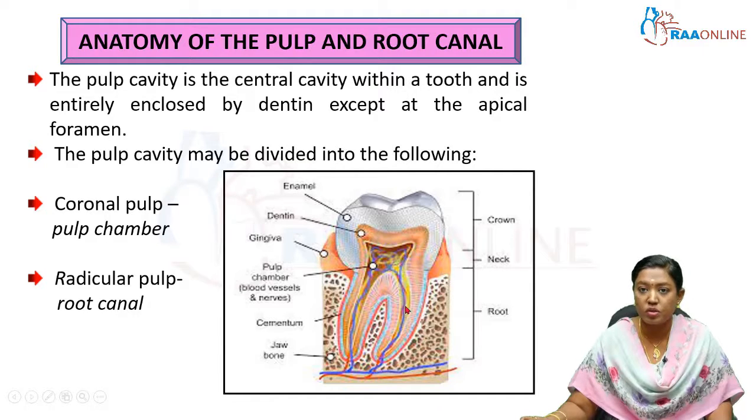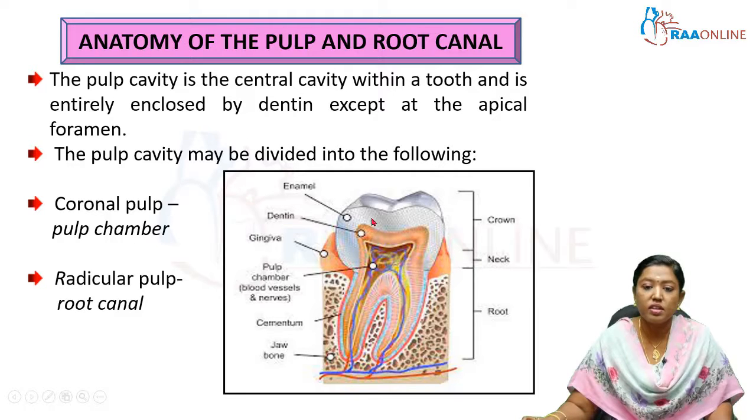Basically the tooth can be divided into two parts: the crown and the root. That part which joins the crown and the root is called the neck of the tooth. The neck of the tooth corresponds to the cemento-enamel junction. Remember, the neck of the tooth corresponds to the cemento-enamel junction.